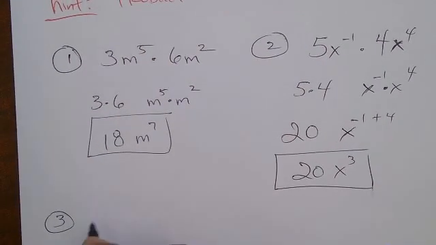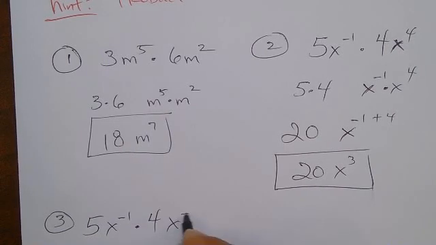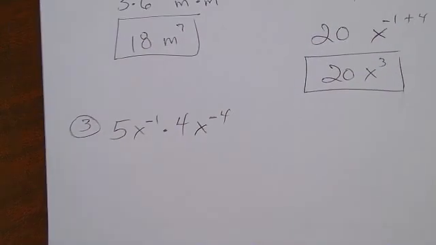What happens when you added them and it's negative? Let's try that. What if this was number 3? Let me do the same thing. What if it was 5x negative 1 and 4x negative 4? Ooh, I like this. Tell me, what would you do here?